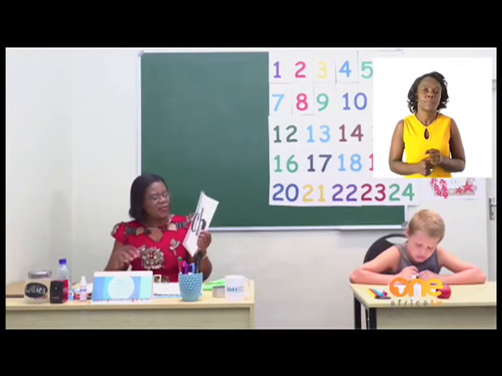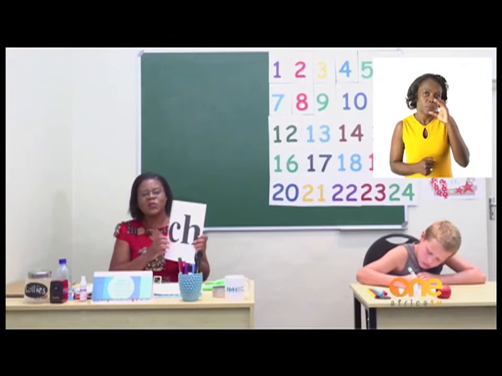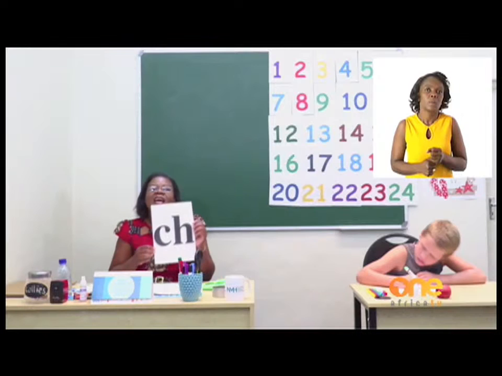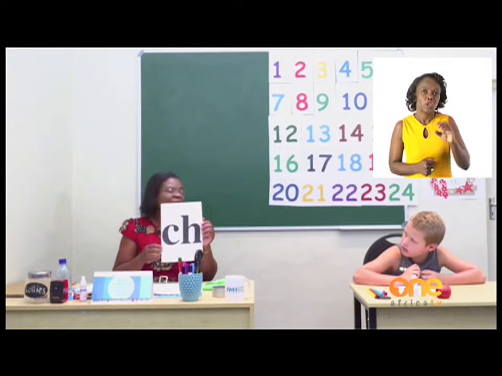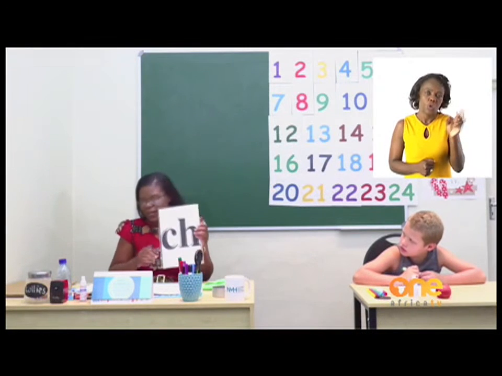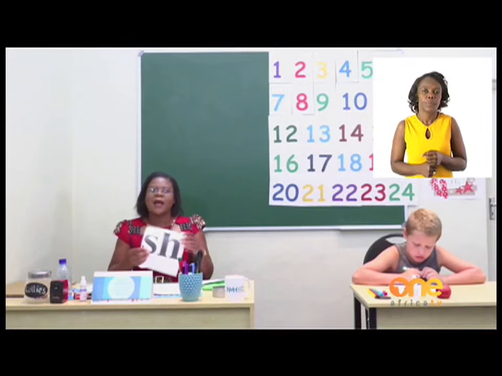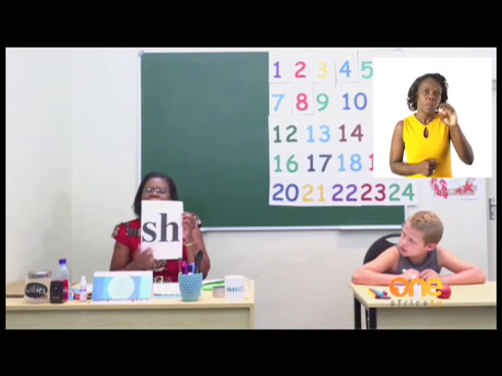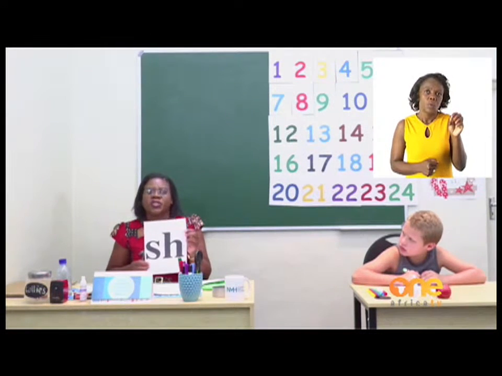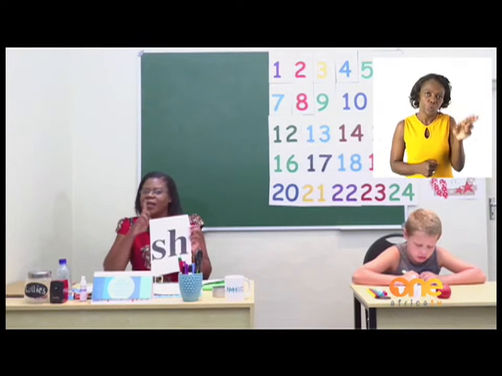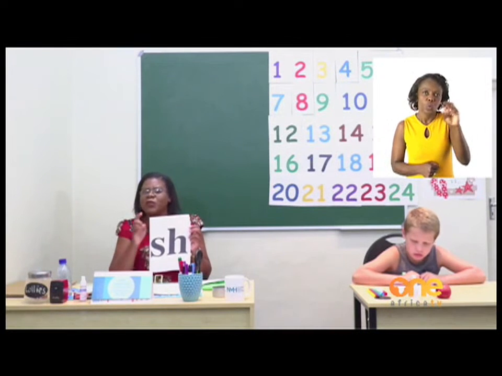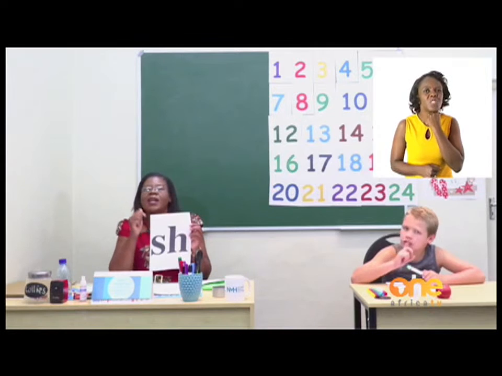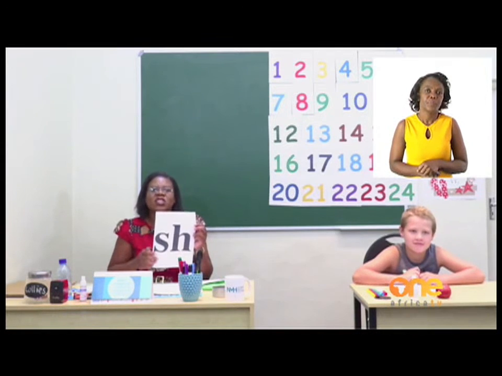Now, when the k and the h stand together, we say it's a ch. It's a ch. All right. But when the s and the h are together, we say sh. We say shh. Put your finger on your lip. It's a sh. S and a h. It's a sh.